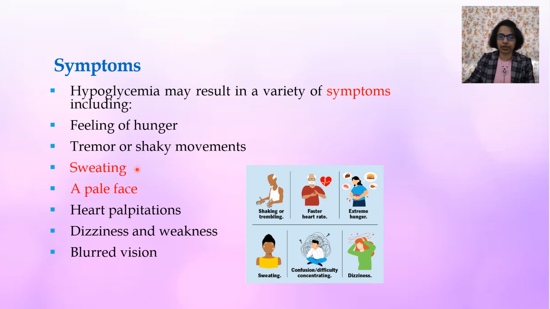Sweating will be noticed, and sometimes the patient may have a pale face and heart palpitations, then dizziness and weakness and blurred vision. So what do you mean by blurred vision? The vision clarity may be lacking. These are the kinds of symptoms we can notice in diabetic patients, especially if the patient is undergoing a hypoglycemic state.